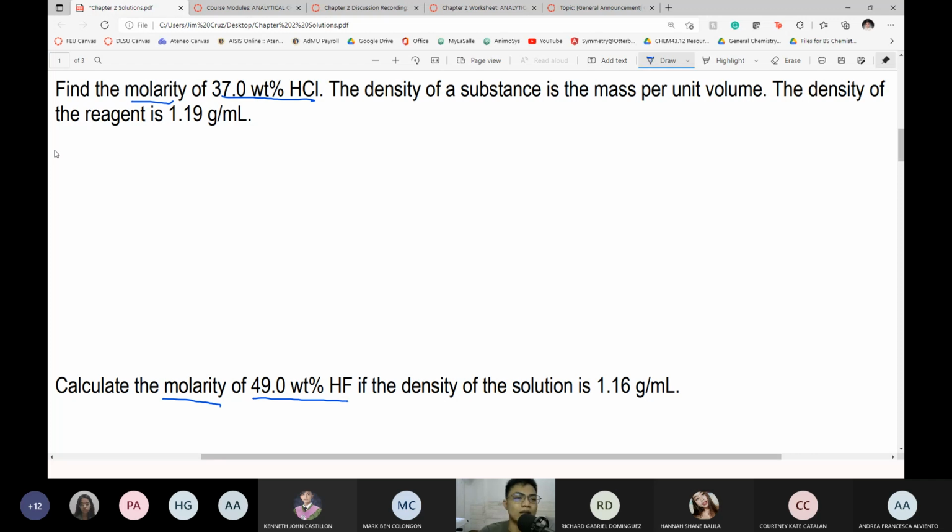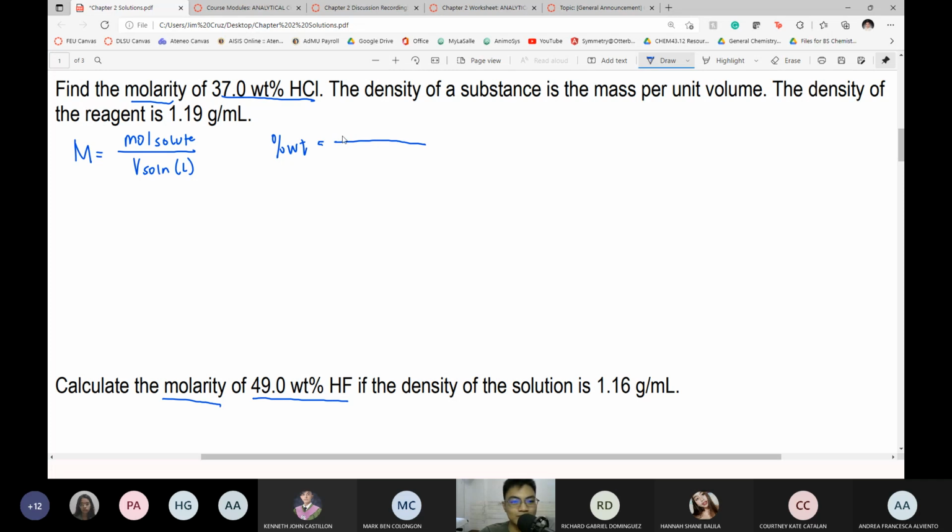Okay? Sabi natin kanina, molarity is defined as the mole of the solute divided by the volume of the solution in liters. Right? Yan yung equation ng molarity. How about percent by weight? What's the definition of percent by weight? Naaalala niyo pa ba yung definition ng percent by weight?